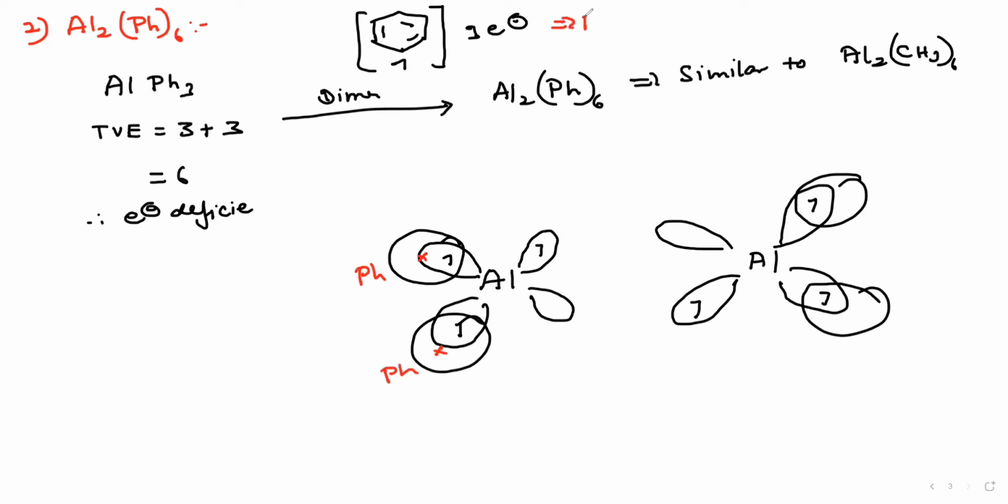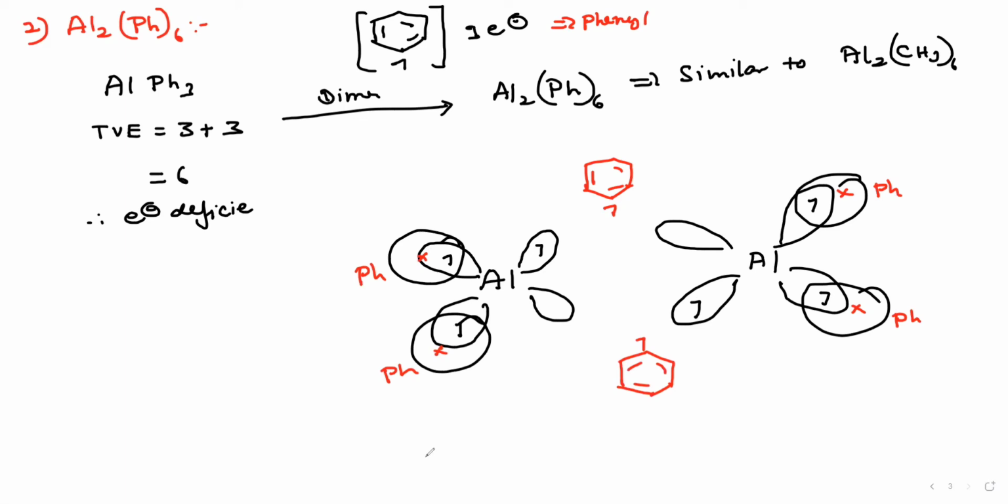This is a phenyl group. Now this benzene ring, the phenyl group, right? The phenyl group contains 1 electron. Here 1, 2, 3. These also contain 1 electron each. They contain 1, 2, 3 bonds, 1 electron.